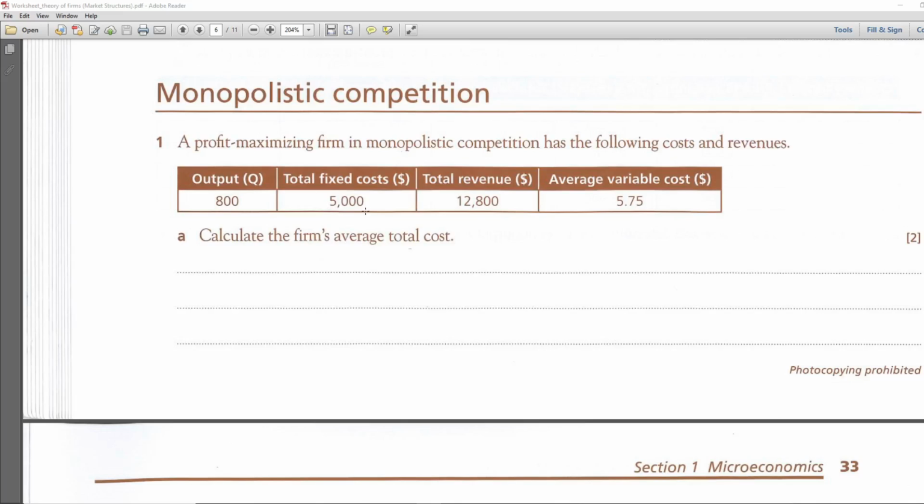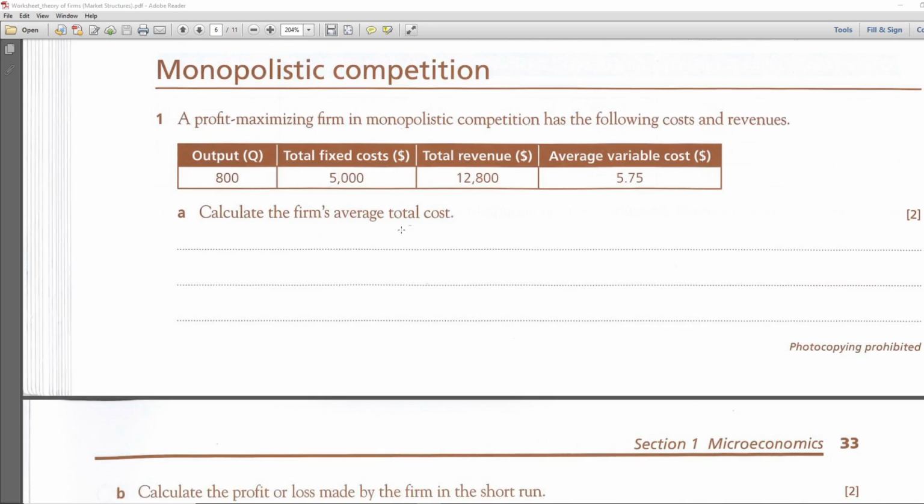Okay, for the first question here, can you tell me the answer? To calculate the firm's average total cost, to calculate the ATC using the information provided here, what is the ATC then?